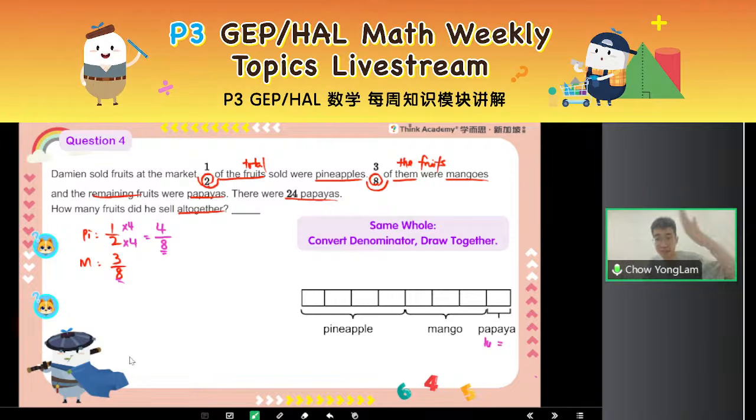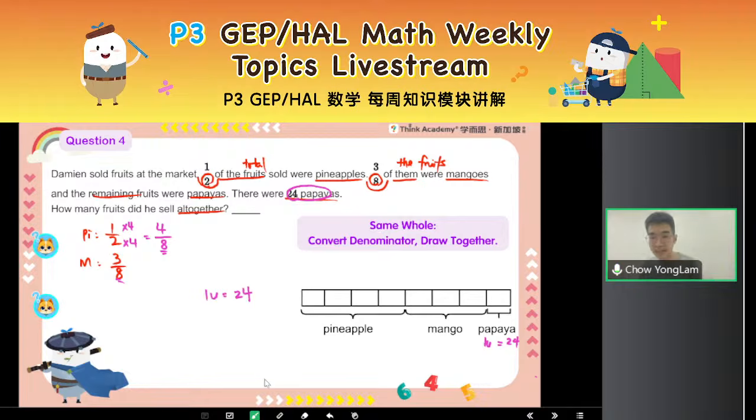After you label the fractional parts, look at the question. What quantity do you know? What number do you know? You know there are 24 papaya. So that means this papaya amount is 24. Just like 1 unit is equal to 24.